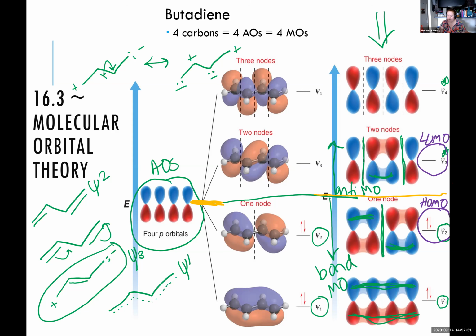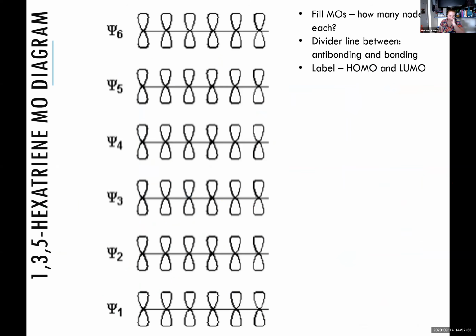Okay, so we're going to do one more. This would be more like what you would see on a test. We essentially have an empty MO diagram. It's not filled in. And we're going to look at the MO diagram for 135 hexatriene. That's what it's telling us over here on my title that I had to flip on its side.